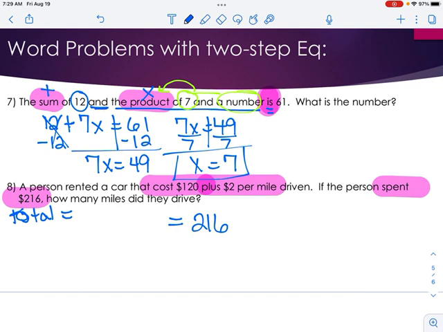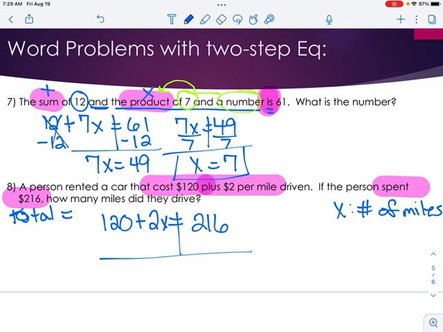Equals 216. Now, let's go back to the other sentence. A person rented a car that cost $120. So even if I don't drive it at all, I pay the $120 to rent it. But then I have to add on $2 per mile, and x is representing the number of miles. So whatever number of miles I drive it, I have to times that by 2, then add the 120, and that should give me 216.